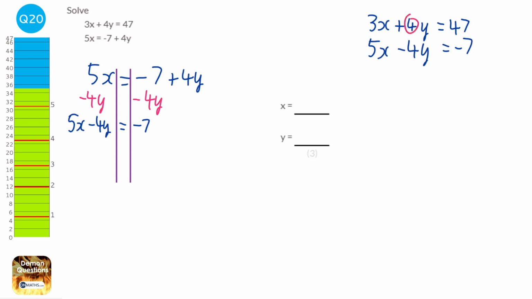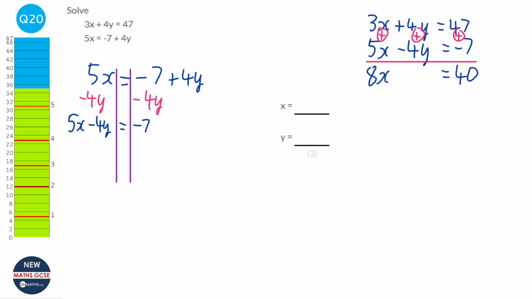And you notice the coefficient of the y is already the same, so we don't need to multiply anything. But the signs are different, and the d in different is the d in add. So we're going to add going downwards. So we're going to add everything. So we're doing 3x plus 5x, which is 8x. 4y plus minus 4y is nothing, which is good, because we want to get rid of that. And 47 take away 7 is 40. All right. Let's put our solving lines in, and we're going to divide by 8 both sides.